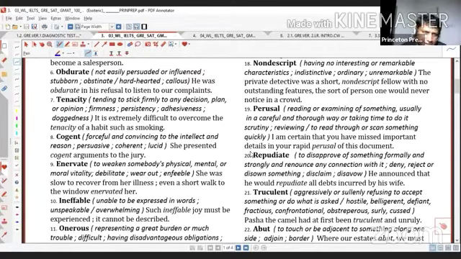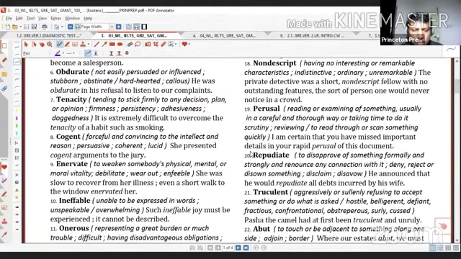Then the next one is tenacity. What's that? Tenacity is tending to stick firmly. কোনো কিছু খুব শক্তভাবে ধরে রাখা, অথবা কোনো কিছু না ছাড়া. Tendency to stick firmly to any decision, plan, or opinion: firmness, persistence, adhesiveness. Therefore, it is extremely difficult to overcome the tenacity of a habit. Okay, so that's tenacity.